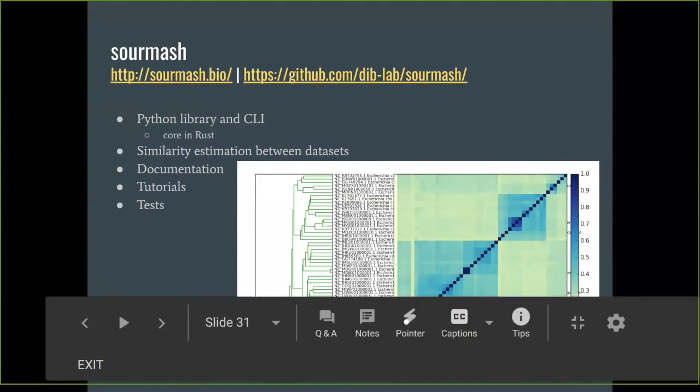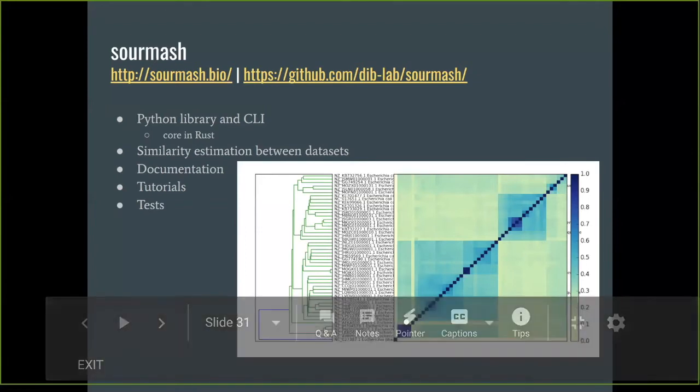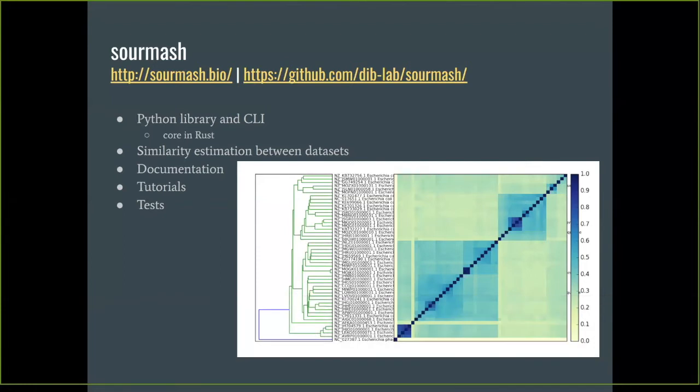Because our goal is to develop a tool that scientists can use, we also have a lot of documentation and tutorials. And on the development side, we also have a truckload of tests. And this is something that will be very important later.